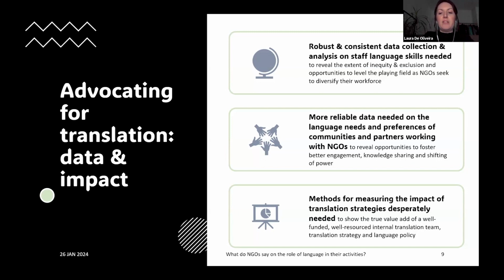So I think we can do this by presenting strong data-driven research to NGO senior leaders and decision makers. So for DEI, this could mean collecting robust and consistent data on the languages spoken by their staff, which would provide a direct link to the way in which language can contribute to exclusion. And for localization, this might mean collecting more reliable data on the language needs and preferences of communities and partners working with NGOs to shift power in a sustainable and sincere way, and looking at potential needs for language mapping, for example. Additionally, methods for measuring the impact of translation efforts are desperately needed if we are to convey the true value of a well-funded, well-resourced translation team and strategy to NGO leaders and decision makers.